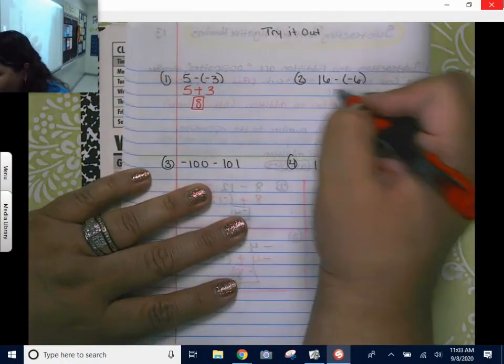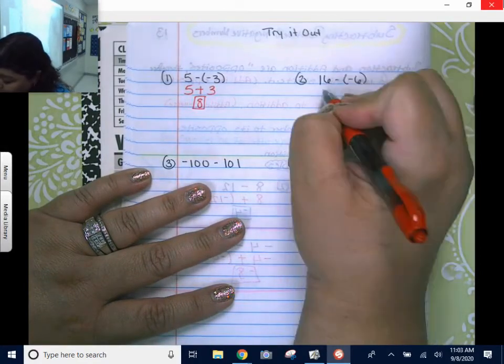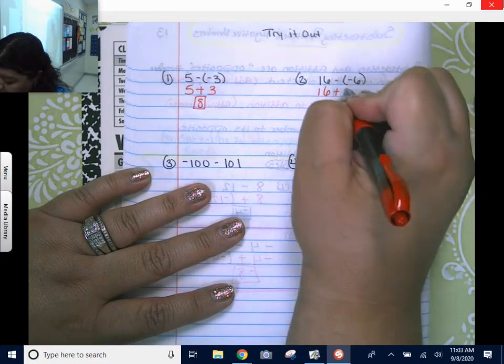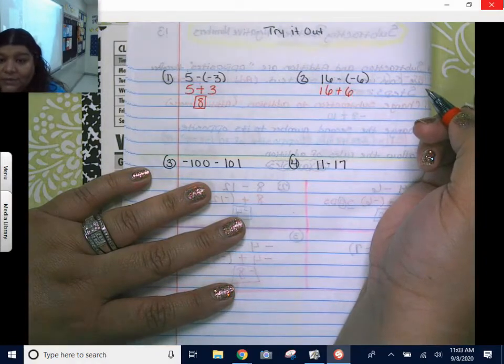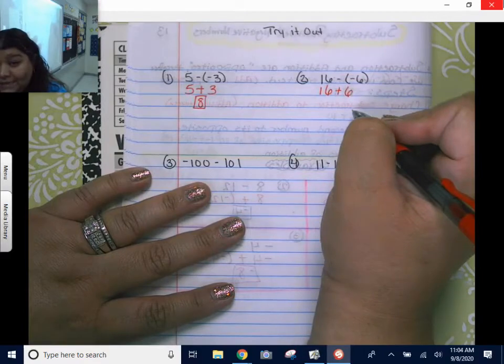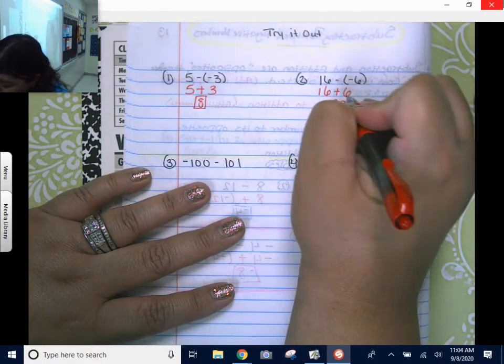Okay. 16 minus a negative 6. You should have rewrote this problem using the additive inverse. 16 plus a positive 6. So that negative 6 turns into a positive 6, and the subtraction goes into addition. 16 plus 6, they are the exact same sign, so we just add them together. That gives you 22.